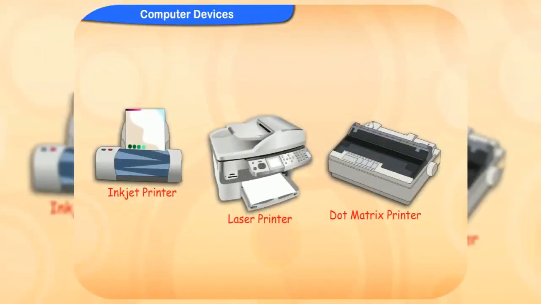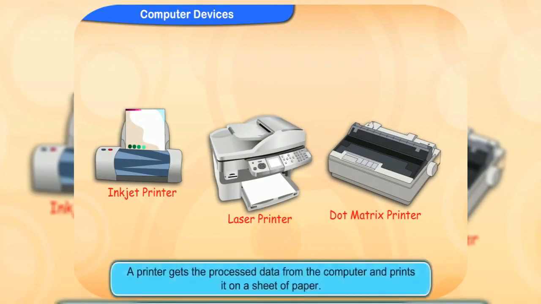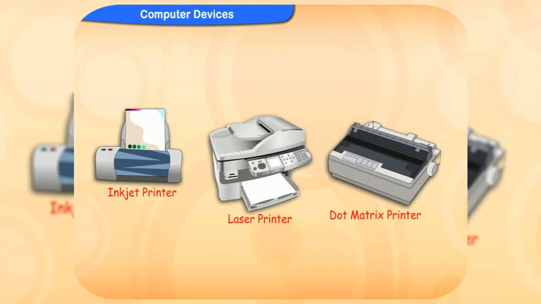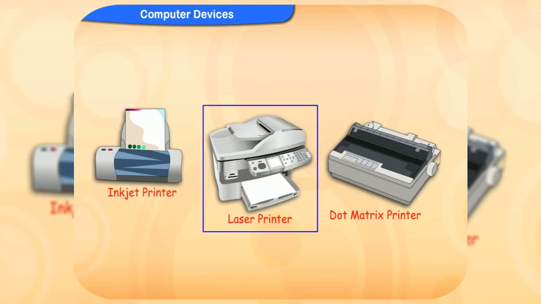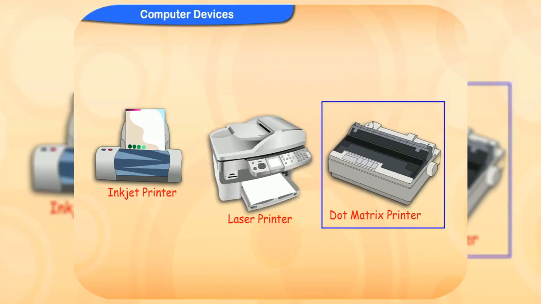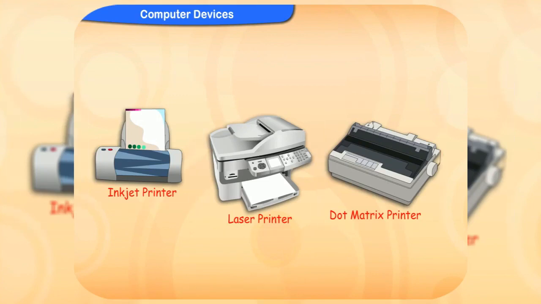A printer is another type of output device. It gets the processed data from the computer and prints it on a sheet of paper. Inkjet printers, laser printers, and dot matrix printers are 3 types of printers.